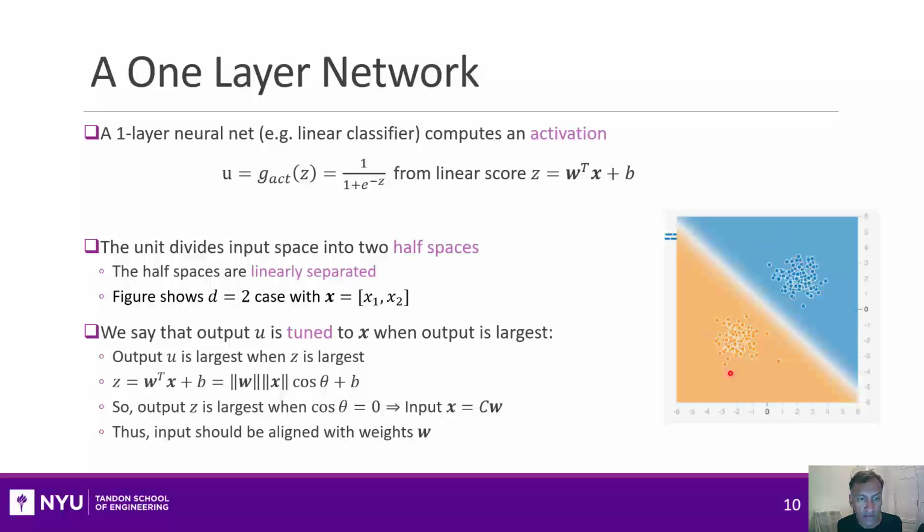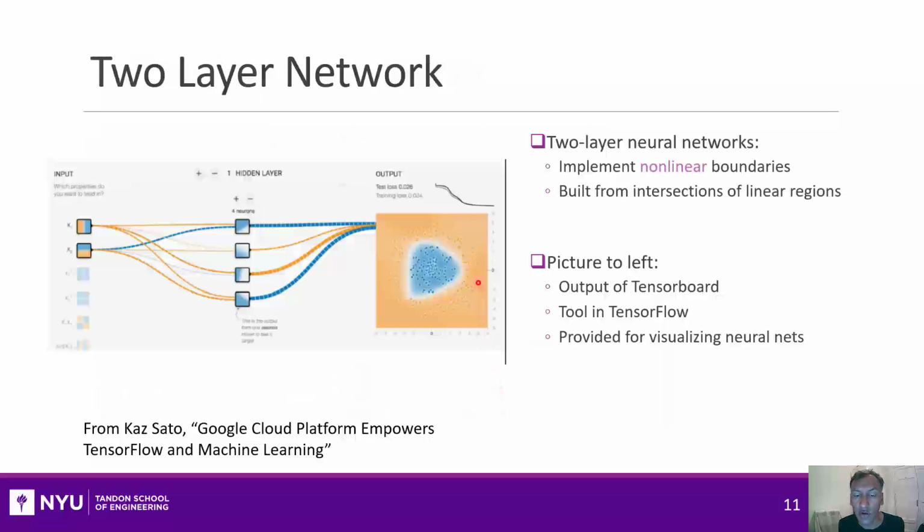And why is that the case? Well, if this is a sigmoidal activation, this output is large whenever the input to that activation is large. But that input is just a linear combination, the inner product of the input with the weights, and that will be largest when the input is linearly aligned with that weight. Well, what if I wanted to get a more complex shape?